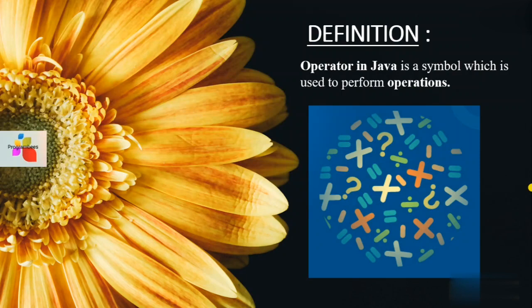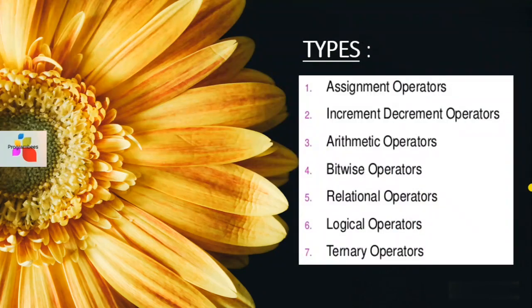Now there are various types of operators in Java. Some of them are listed here: assignment operator, increment decrement operator, arithmetic operator, bitwise operator, relational operator, logical operator, and ternary operator. From all the list, I have discussed here the arithmetic operator and increment decrement operator.